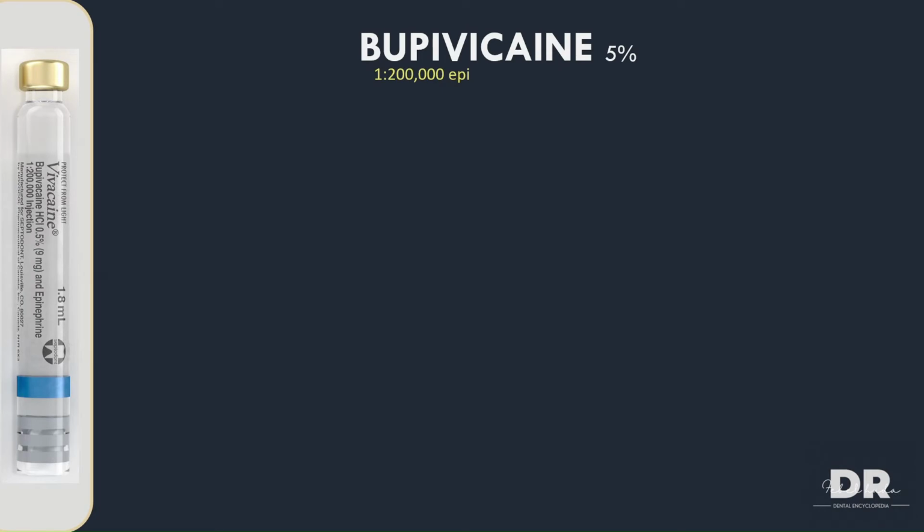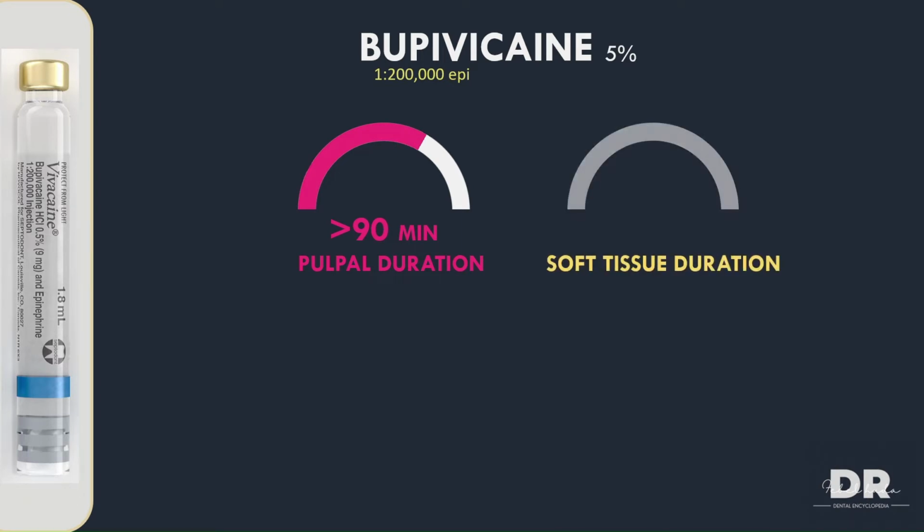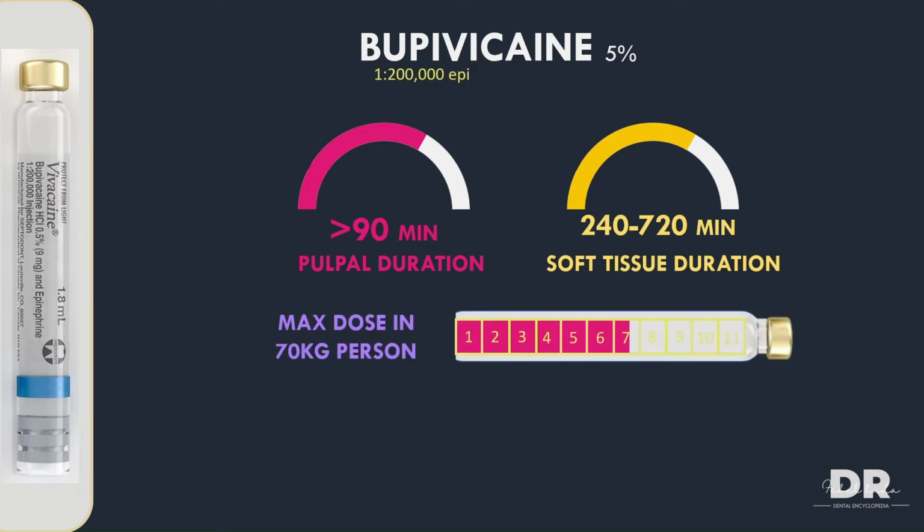The last drug which we are going to see here is Bupivacaine. Bupivacaine has a pulpal duration of more than 90 minutes and a soft tissue duration of 240 to 720 minutes. The maximum cartridges that we can consume on a 70 kg person is about 10 cartridges. The advantage of this drug is that it is the long acting drug, the anesthetic with the longest duration.